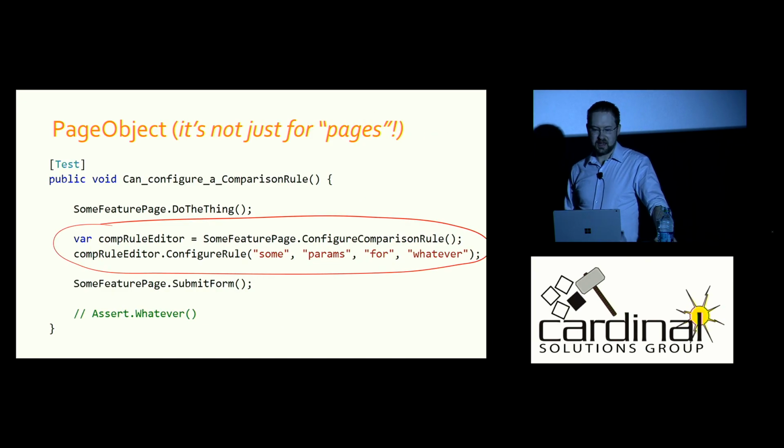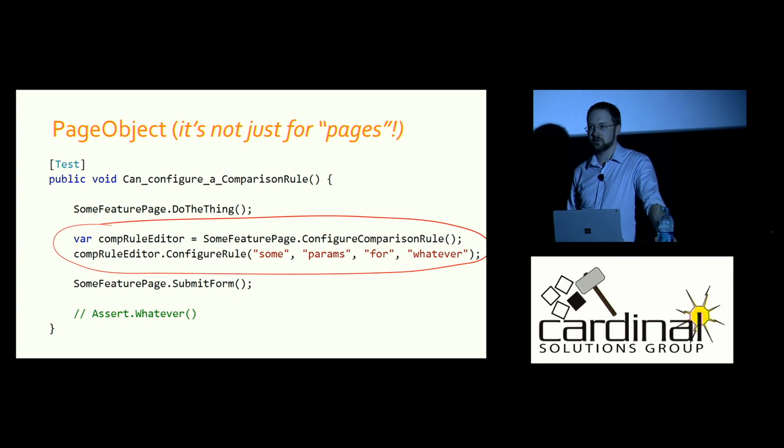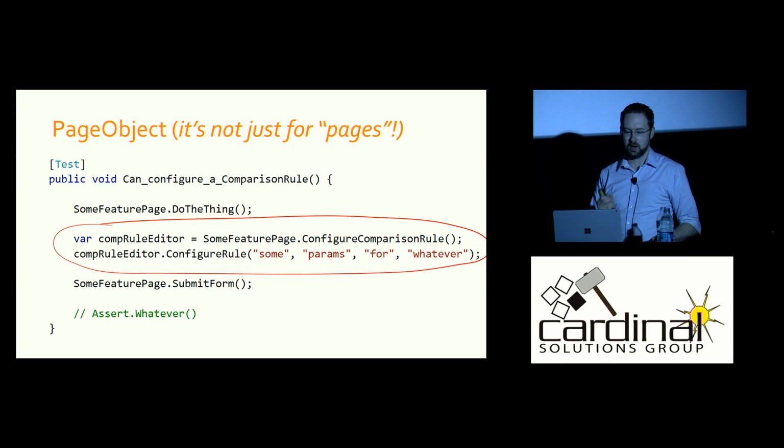So I want to wrap up the section on page objects with one last comment. Even though this is called the page object pattern, it does not have to be used at the page level. You can create a page object for any significant element in your UI.